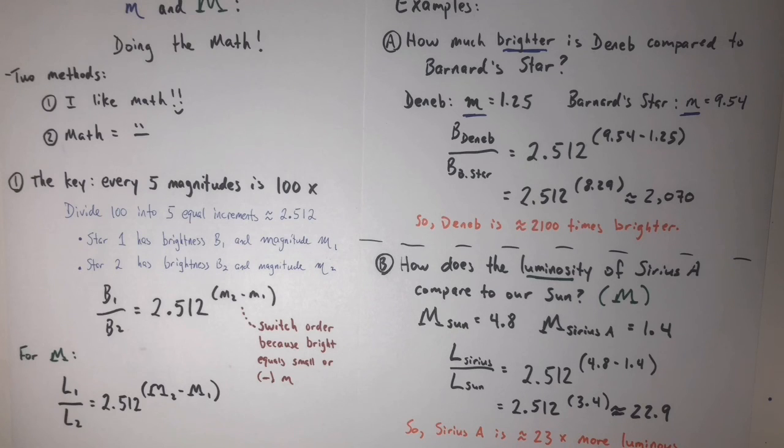The only reason that it is dim compared to the Sun is because it's a lot farther away, several light years. On the other hand, Sirius A is inherently a more luminous star than the Sun, and the main reasons for that are that it's a little bit hotter and it's a little bit bigger.